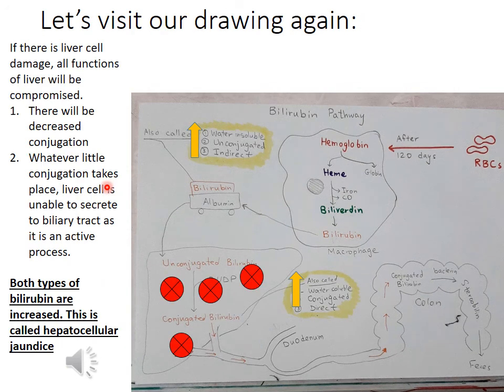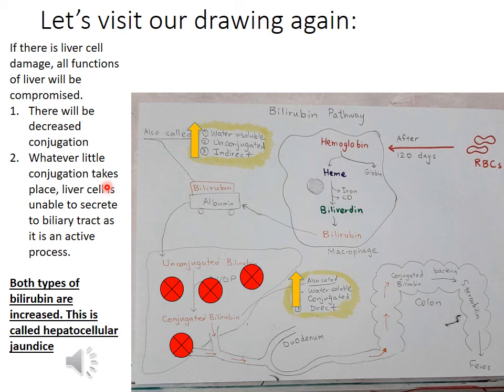Now let's discuss the final cause of hyperbilirubinemia. This is a little bit difficult to understand, but I am sure you can understand if you focus with me. Let's imagine there is liver cell damage. I have shown this in the form of red circles. If there is liver cell damage, all functions of liver will be compromised. There will be decreased conjugation in the liver. So it means unconjugated bilirubin will increase.